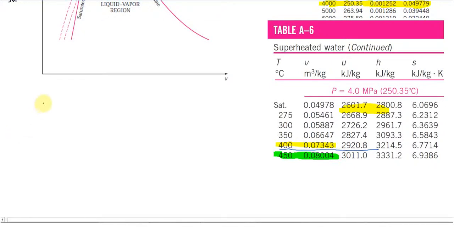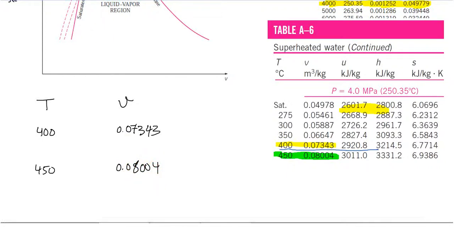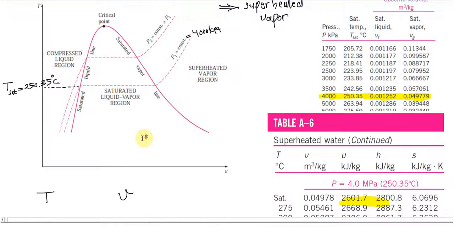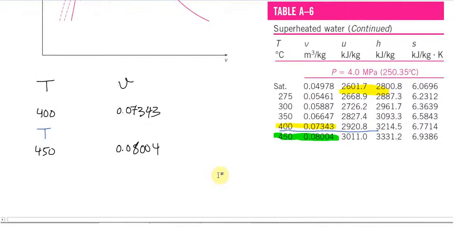I usually make a table for temperature and volume. First, I know if temperature is 400, volume is 0.07343. If temperature is 450, volume would be 0.08004. Then I have a different case where I don't know the temperature, but I know the volume is 0.07523. So I add it here, 0.07523.